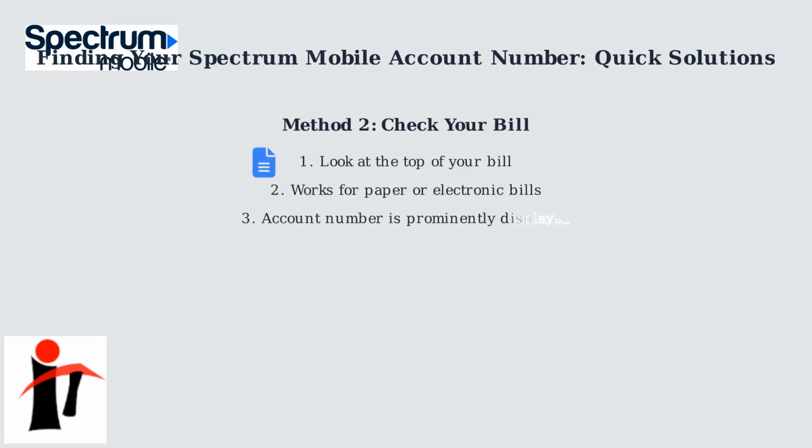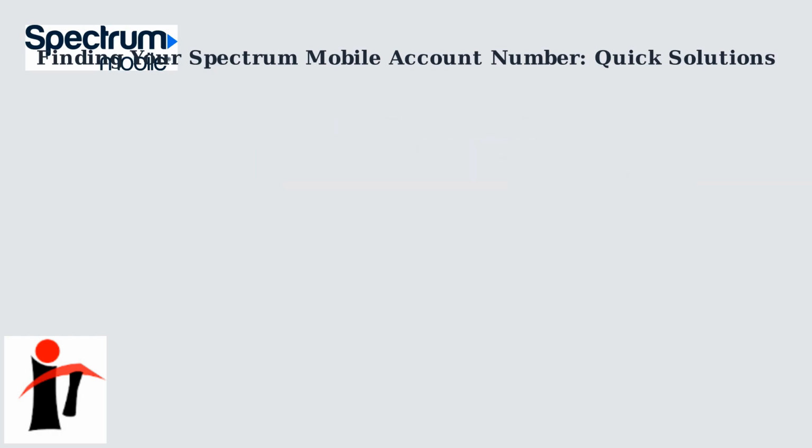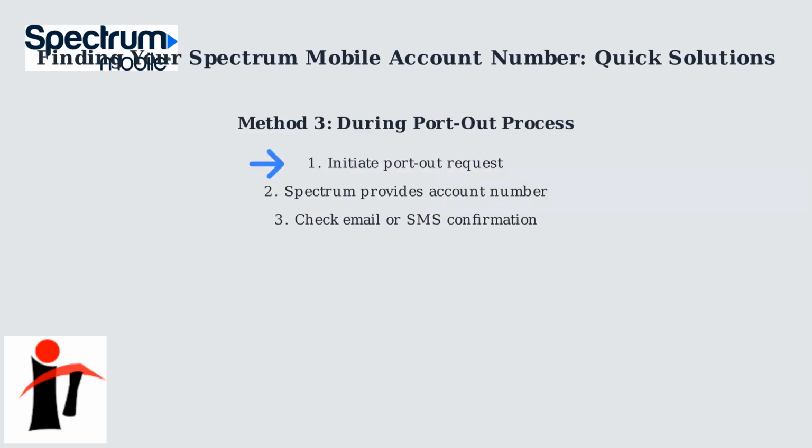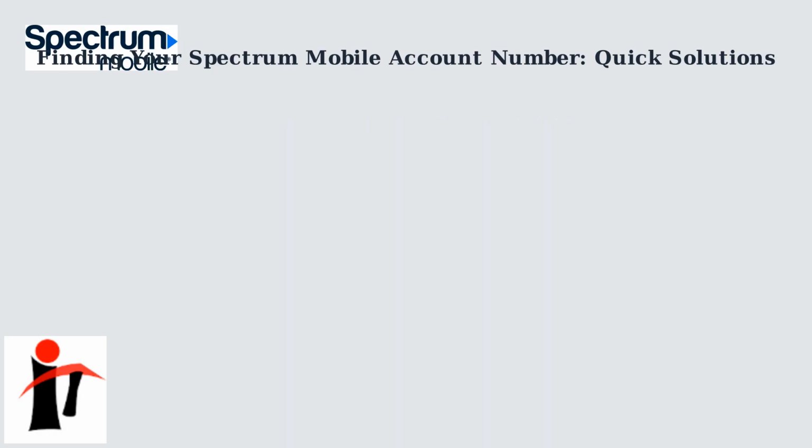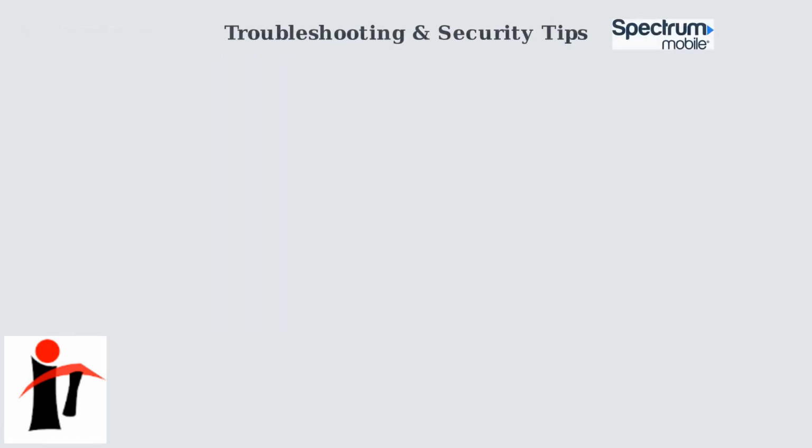Alternatively, check your Spectrum Mobile bill. The account number appears at the top, whether it's a paper bill or electronic version. If you're porting your number to a new carrier, Spectrum will provide the account number during the process, usually via email or SMS confirmation. If you're having trouble finding your account number, here are some troubleshooting and security tips.